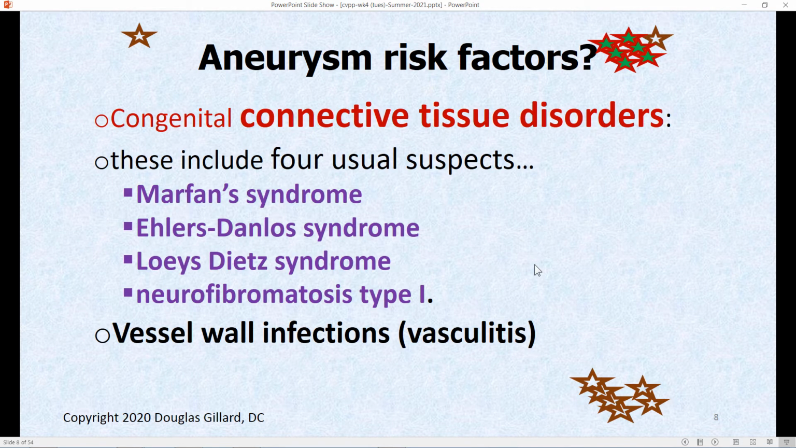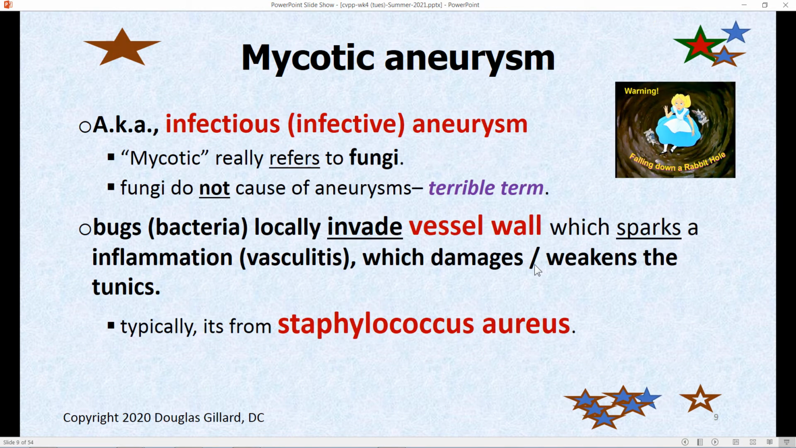The risk factors here are the congenital diseases. I took this whole section out, but Marfan's, Ehlers-Danlos, Loeys-Dietz, neurofibromatosis type 1 are the connective tissue diseases. You still should know the names of those if you don't already. And then vasculitis, vessel wall infections, is another risk factor. In fact, we should go down a little rabbit hole and talk about these blood vessel wall infections. Aneurysms that are sparked by an infection of the blood vessel wall, which is called, by the way, a vasculitis. Vasculitis is an inflammation of the blood vessel wall, usually from a bug. It could be autoimmune too, usually from Staph aureus.